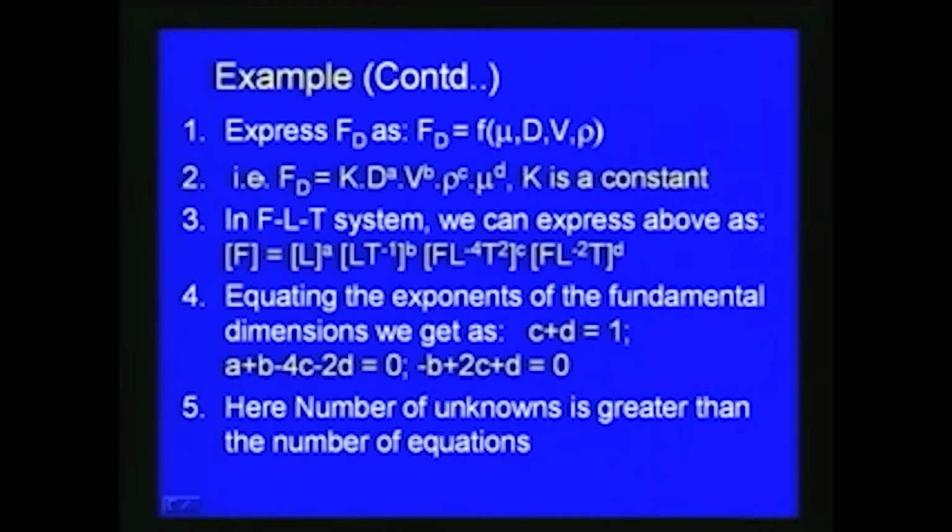Generally in Rayleigh's method, we represent Fd equal to a constant k multiplied by d to the power a, v to the power b, rho to the power c, mu to the power d, where k is a constant and a, b, c, d are the unknown exponents. Here mu, d, v, rho are the parameters for this particular problem.